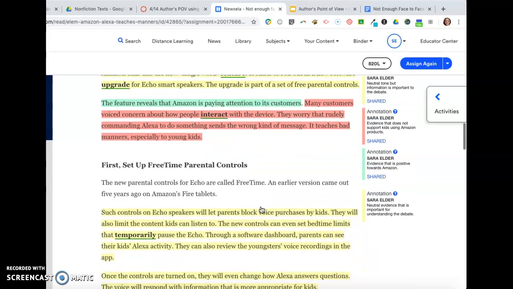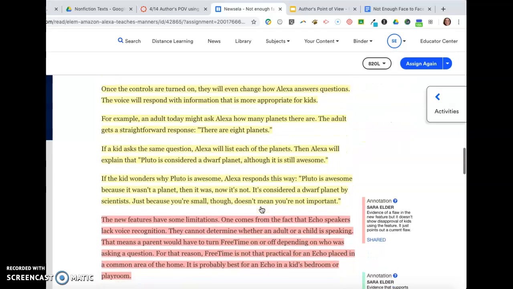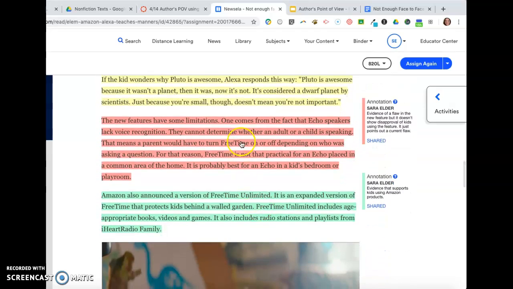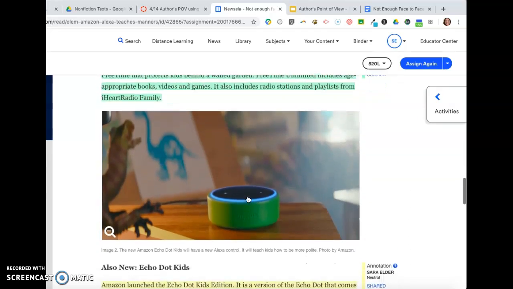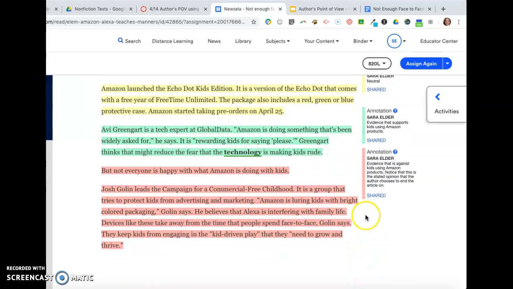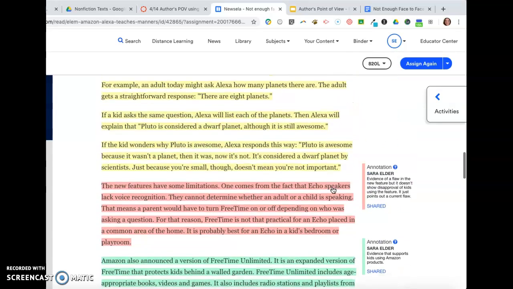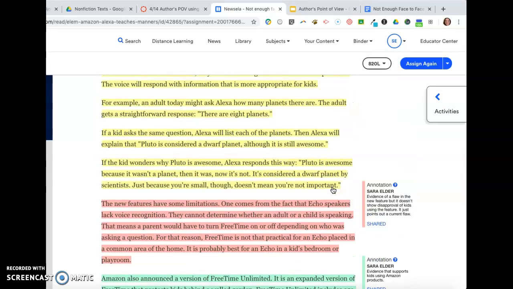And in this article, it's pretty even. So a lot of yellow, and then about an even amount of red and green. So to help me determine the point of view, I have to pay attention to what they choose to start and end it with and their tone in those sections.